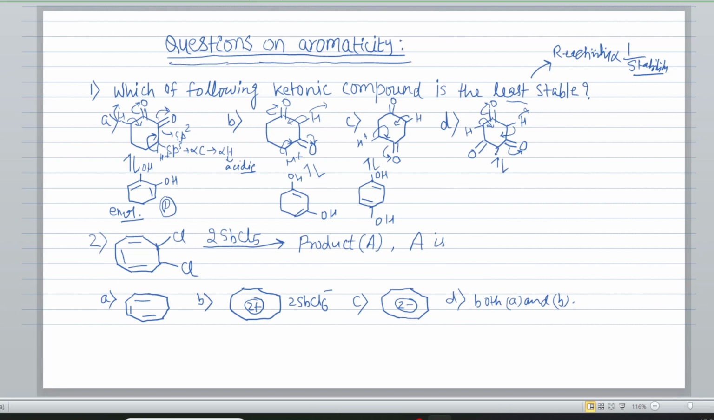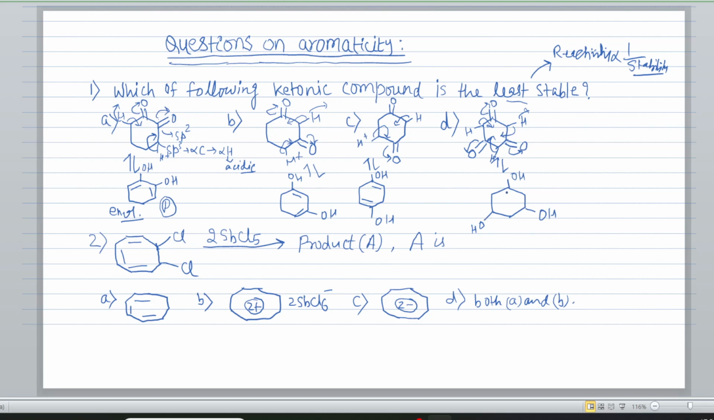Likewise, from here also we can remove H plus ion and this carbon-carbon double bond will be formed and this will be finally converted into OH group. So we can write its enolic form like this. This C double bond O will be converted into OH. Here also OH group. Here also OH group.